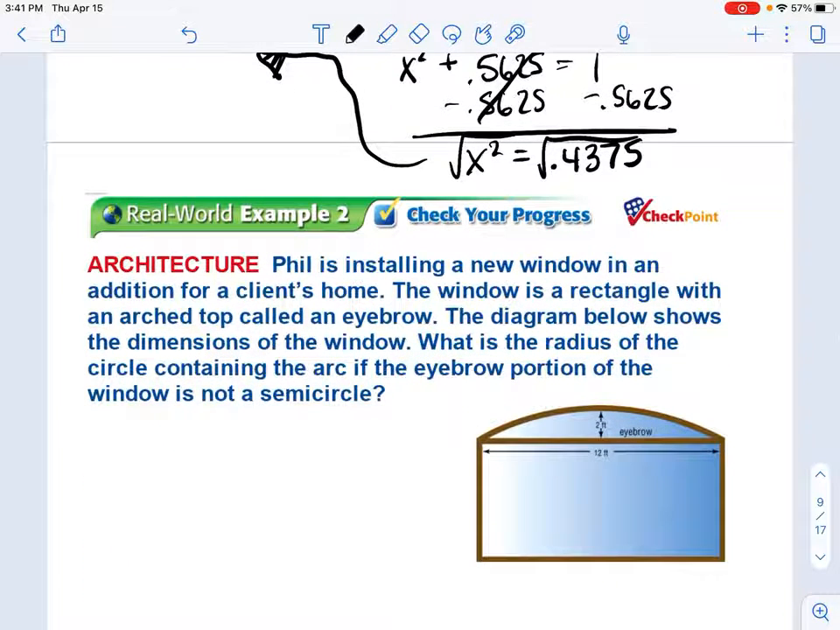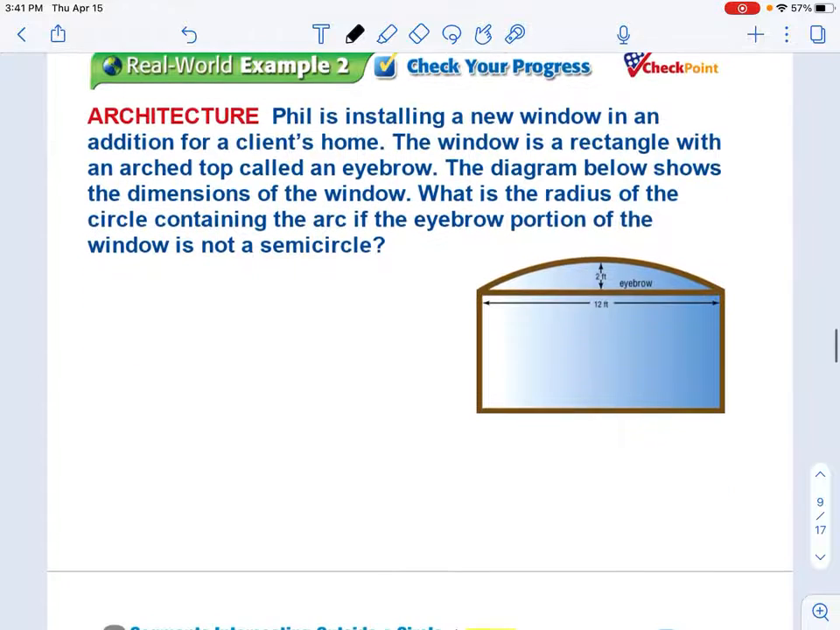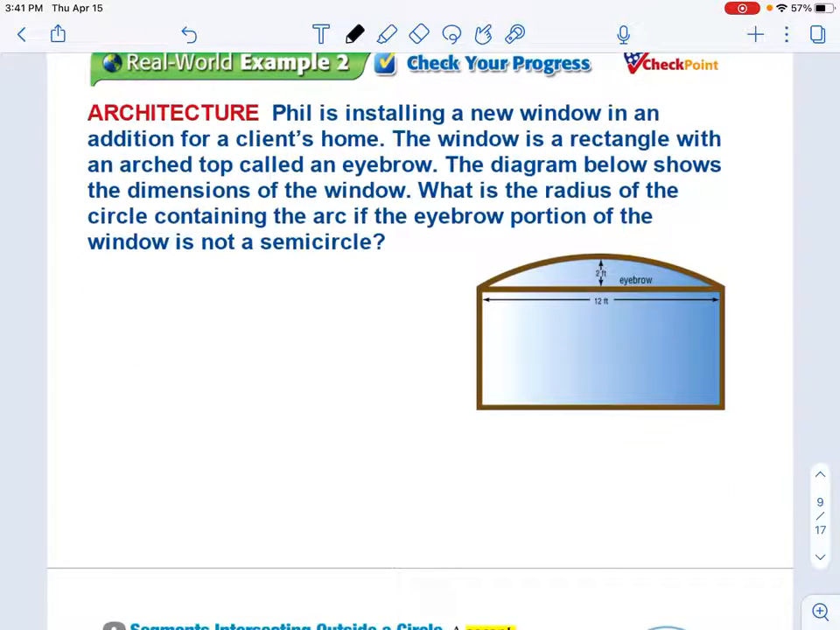All right, this next one is another story problem. Phil is installing a new window in an addition for a client's home. The window is a rectangle with an arched top called an eyebrow. The diagram below shows the dimensions of the window. What is the radius of the circle containing the arc if the eyebrow portion of the window is not a semicircle? So basically they're saying this is not your radius, don't write 2 as your answer.